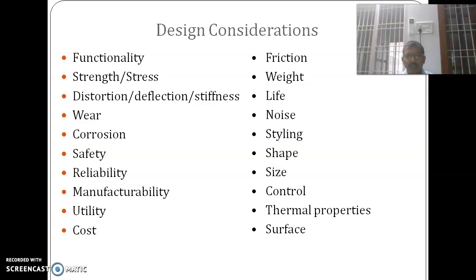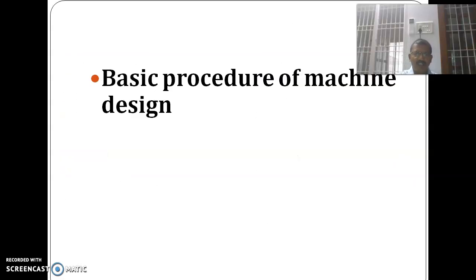And the styling: the product should appear good, and the color of the product should appear pleasant. The shape of the product should also be considered. Shape and size should be good, and the control should be good, and thermal properties should also be considered, and the surface properties should also be considered. These are all the different considerations in design.